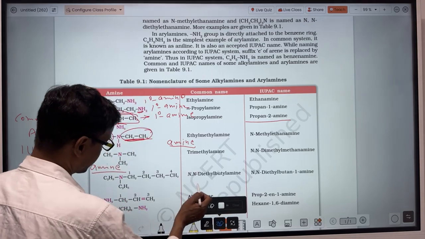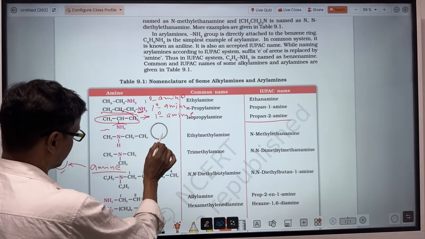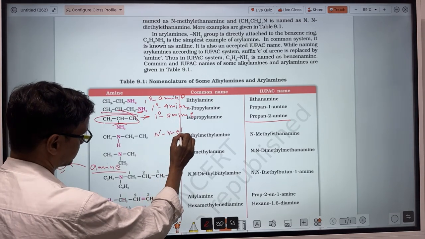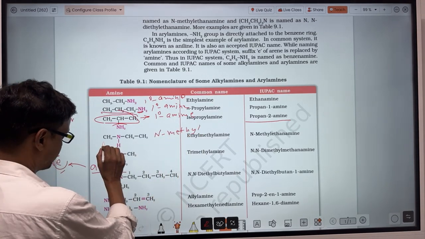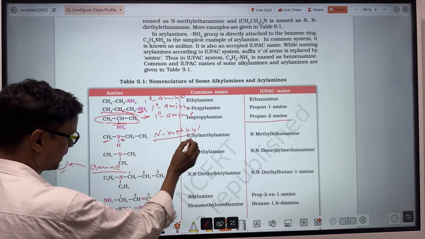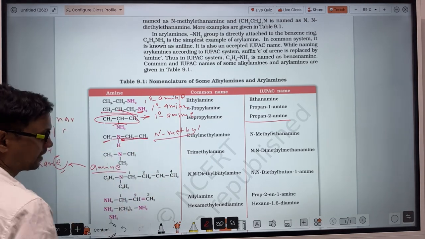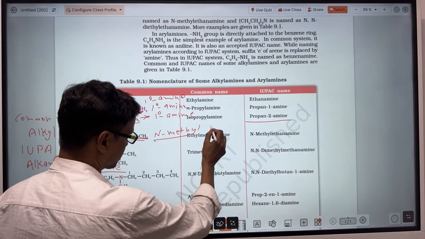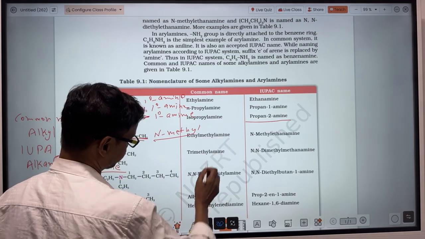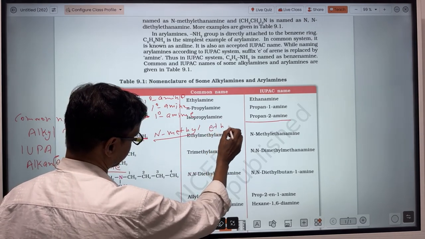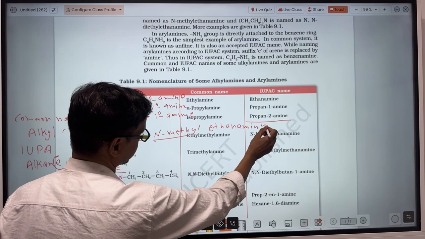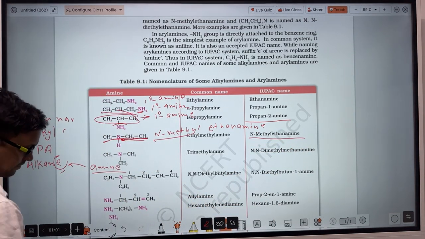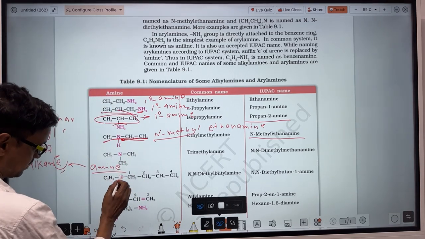So here the methyl is bonded to the nitrogen, so we will write N-methyl. Why N-methyl? Because the methyl group is bonded to the nitrogen. So that's why N-methyl, and here is ethane and amine. In ethane, we will have to use the word amine. So ethanamine. That's written N-methyl ethanamine.